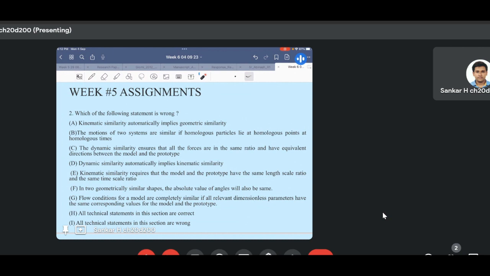Option G, flow conditions for a model are completely similar if all relevant dimensional parameters have corresponding values for the model and the prototype. Option H, all the technical statements in this section are correct. Option I, all the technical statements in this section are wrong. So, what is the correct answer here? I'll give you a minute to think about it.